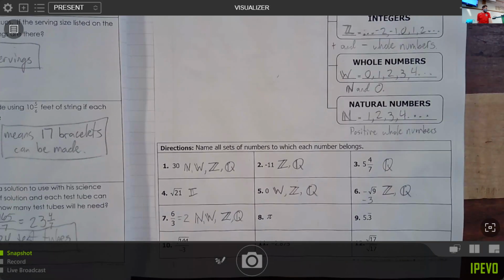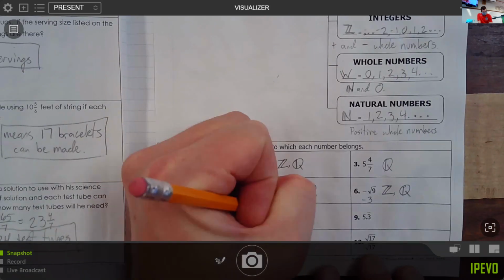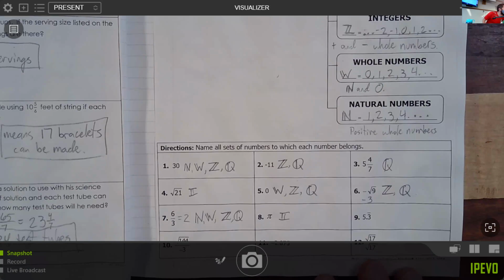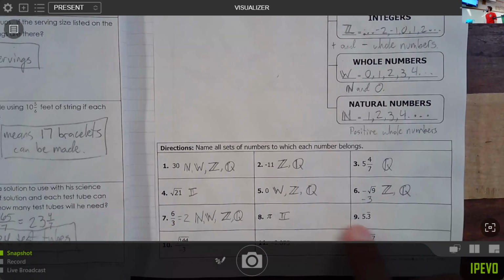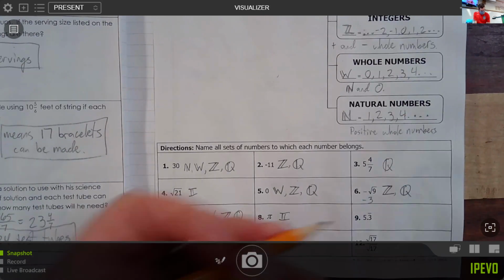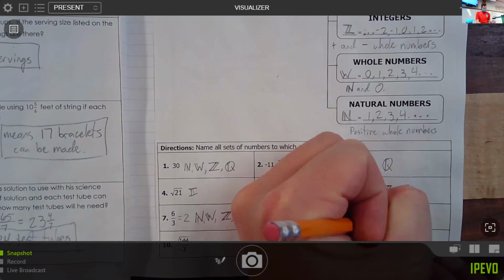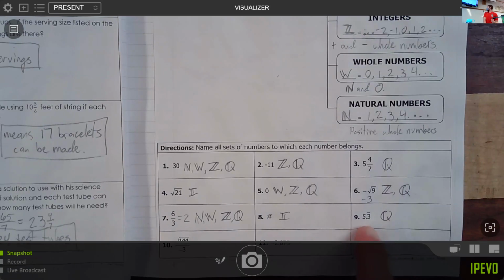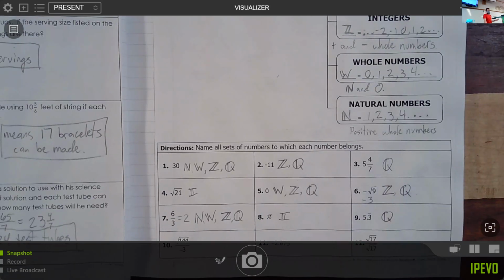Number 8, we should know this one already, right? We already used this one. What is it? Irrational. Yeah, that's our famous irrational number. How about number 9? The line over the decimal place means what? It repeats, right? So it's a repeating decimal. Where do repeating decimals fall in? Rational. That cannot be written as a whole number because it's a decimal. It can be written as a fraction though, which would be 5 1/3, which means it's rational because the decimal does repeat.